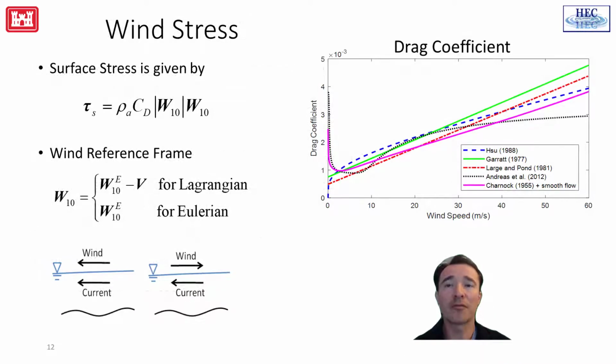Wind forcing is a new feature in 6.0. The wind surface stress is computed as a function of the atmospheric density, a drag coefficient, and the 10-meter wind velocity. Several options are available to compute the wind drag coefficient. There is also an option to choose between Eulerian and Lagrangian reference frames. The Lagrangian reference frame takes into account the relative motion between the air and water, whereas the Eulerian reference frame ignores the water velocity. In general, it is always recommended to use the Lagrangian reference frame because it's more physically accurate and stable.